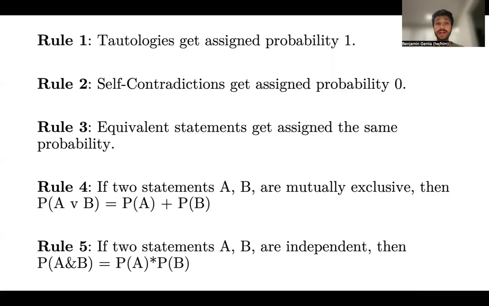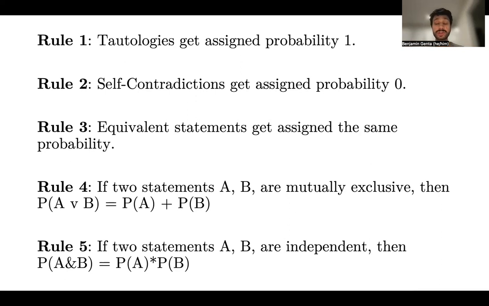So the first rule is that tautologies get assigned probability 1. So remember, the tautologies are always true. And so statements that are always true, we want to assign the highest possible probability, which is 1. And similarly, self-contradictions, which are statements that are always false, we want to assign the lowest possible probability, which is probability 0. So tautology is always true, maximum probability; self-contradictions, always false, lowest probability. Okay, so we're bounded in our probability between 0 and 1.